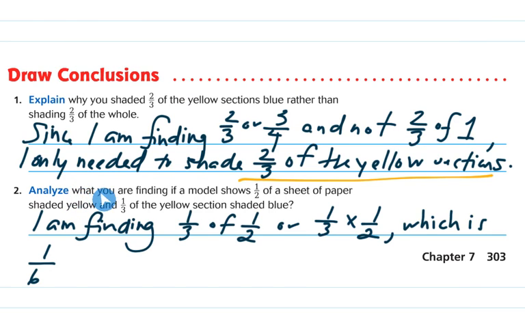Next, it says analyze what you are finding. If a model shows half of a sheet of paper shaded yellow and 1/3 of the yellow section being shaded blue, for that particular example we would be finding 1/3 of a half, or 1/3 times a half, which is equal to 1/6. And notice, boys and girls, our product, 1/6, is less than our individual factors. A half is the biggest piece, a third is a little bit smaller than a half, and 1/6 is much smaller than the other previous two pieces.